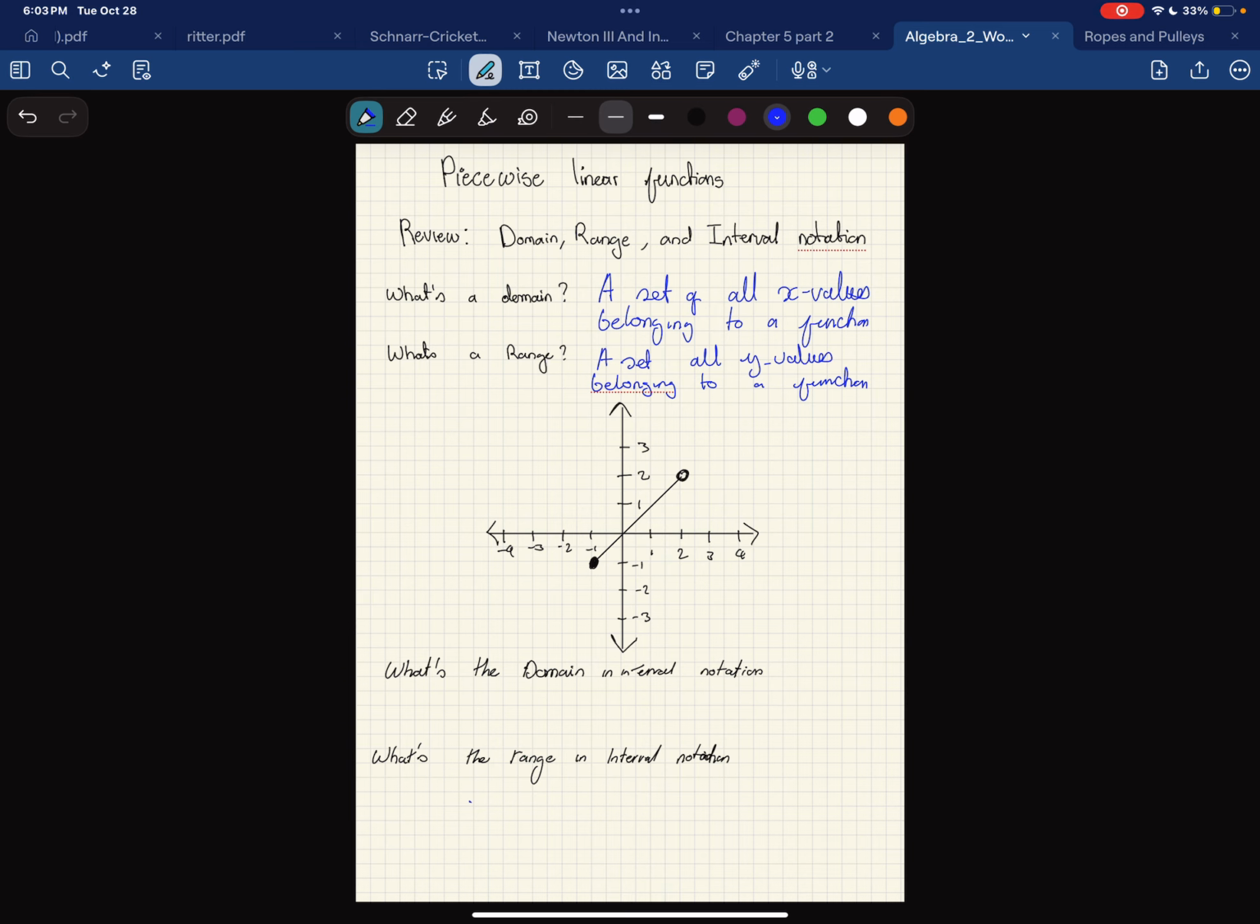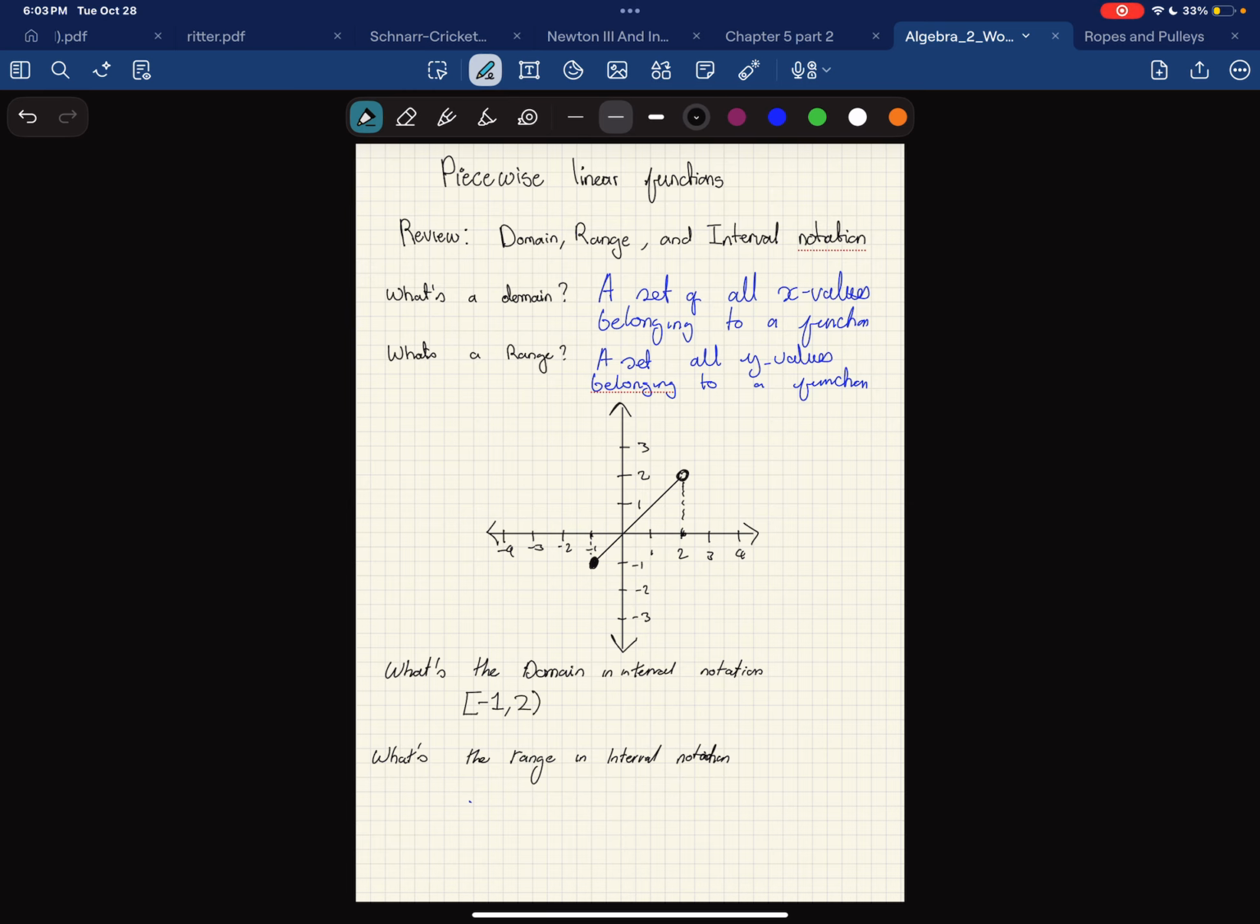Okay, so what's the domain of this line in interval notation? Well, the domain is the x values, right? So we know it starts from there and ends right there. x equals -1 to x equals 2. So we're including x equals -1, but we're excluding 2.